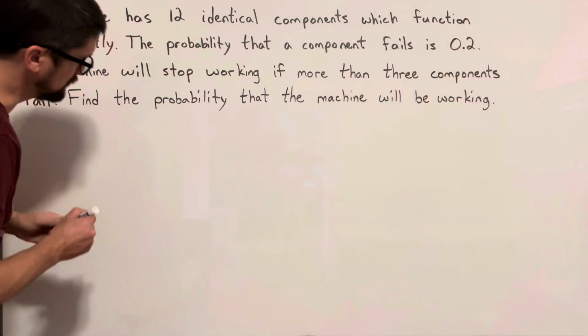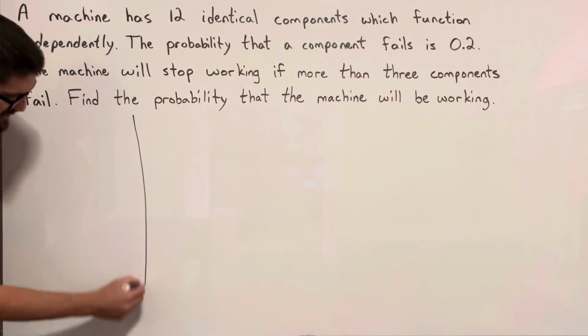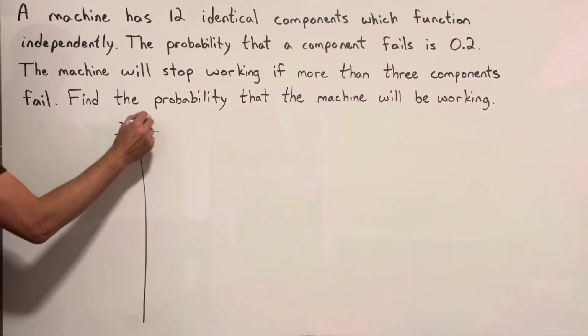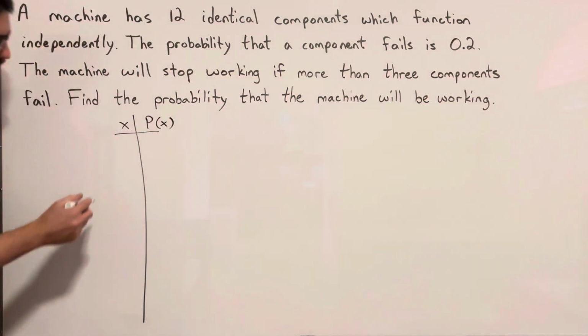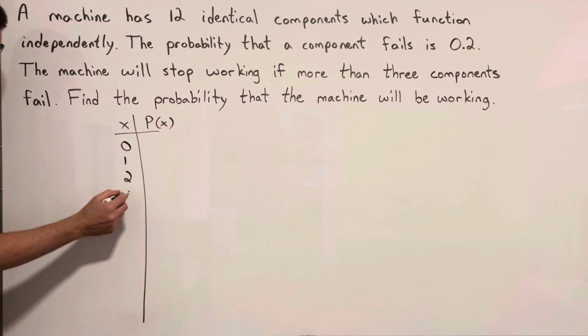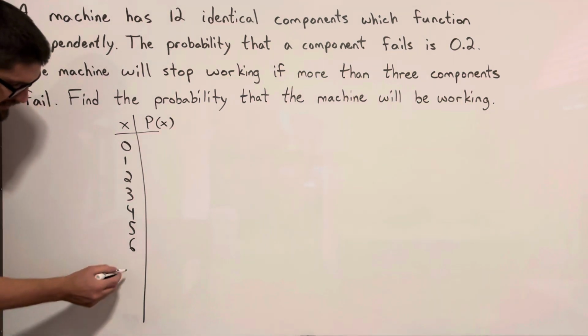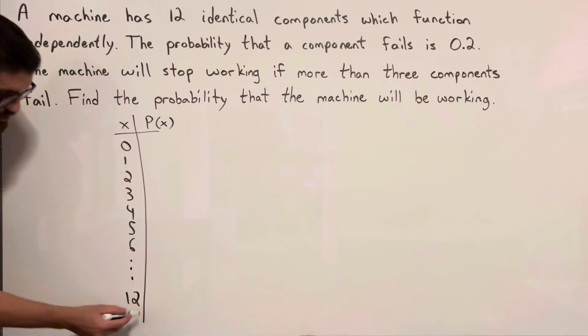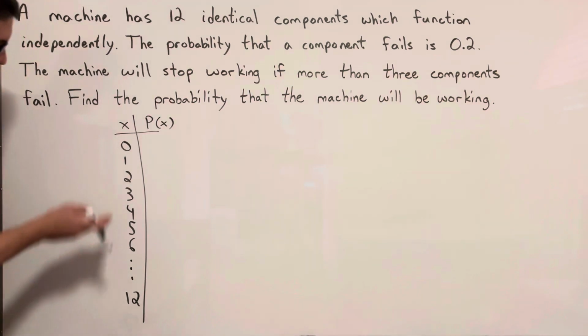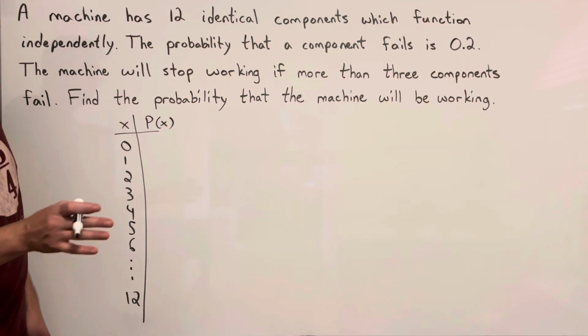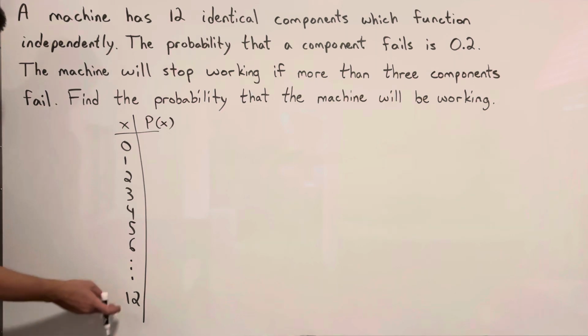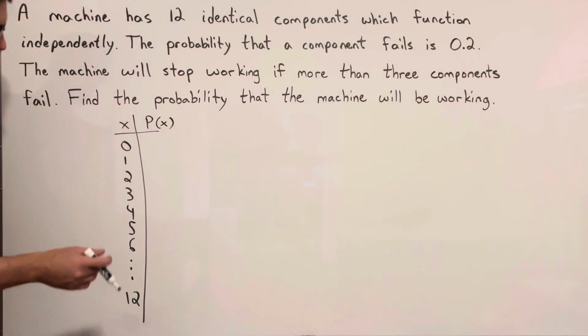So it's binomial. What we can do is think of a probability table, where X is the number of components that fail out of the 12. It's going to go all the way up to 12, 0 being that none of the components fail, and 12 being all 12 of them fail.